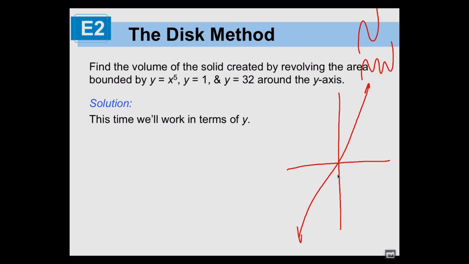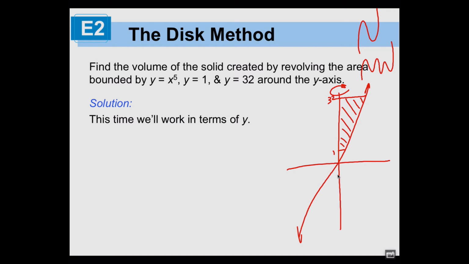All right. No, it's skinny. So once we get an idea of what that looks like, that took a while. We want to bound then the graph between this function, y equals 1, and y equals 32. What's the line y equals 1 look like? Horizontal. Horizontal line through 1. And a horizontal line through 32. And so we're talking about that region. Okay? And we're going to spin that around the y-axis.